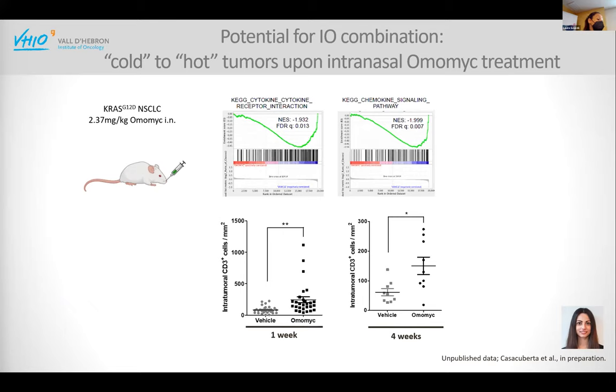Silvia Casacuberta in the lab has instead focused on this recruitment of T cells in the lung tumors after the administration of HOMOMIC. She wanted to see whether these T cells were active T cells or not, because the recruitment is not enough to have an anti-tumorigenic effect. She saw that with time, the T cells increase. This is 1 week and this is 4 weeks. And you can see that the longer you treat with HOMOMIC, the more you recruit T cells.